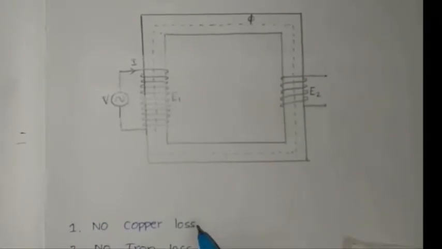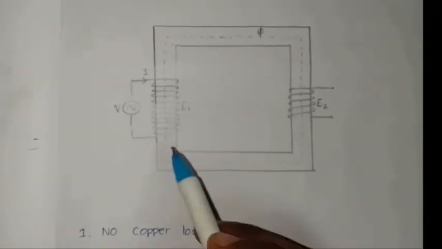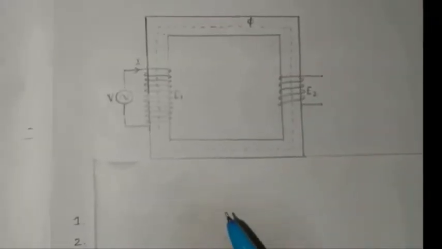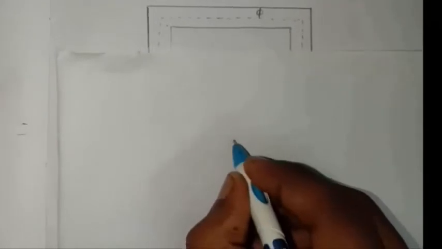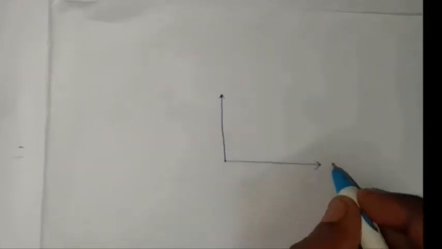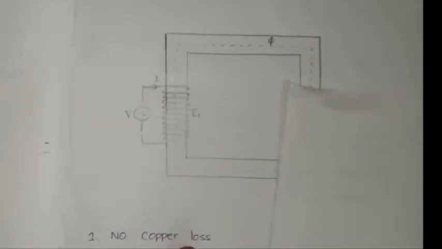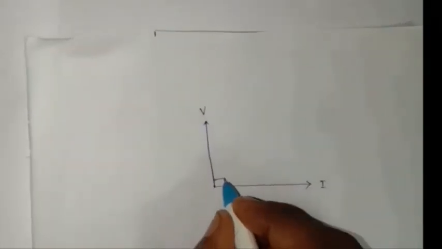From our first assumption, no copper loss. This concludes that the windings, primary and secondary, act like an inductor. We all know that when supply voltage V is given to an inductor, the current through the inductor lags the supply voltage by an angle of 90 degrees. Since it is purely inductive, hence no copper loss, that is no ohmic loss, it is shifted by an angle of 90 degrees.